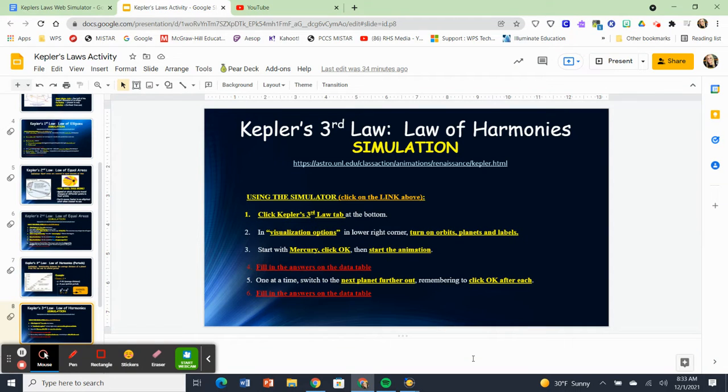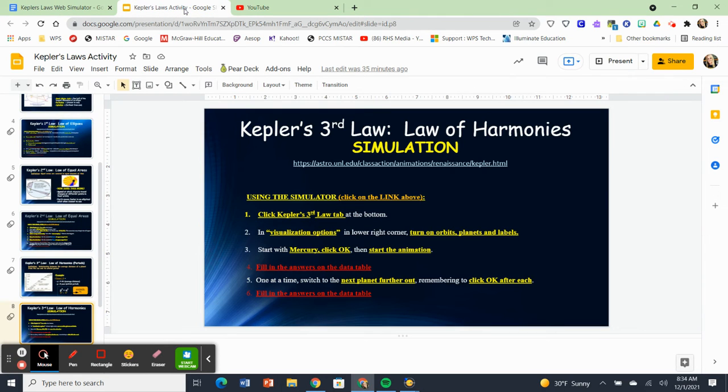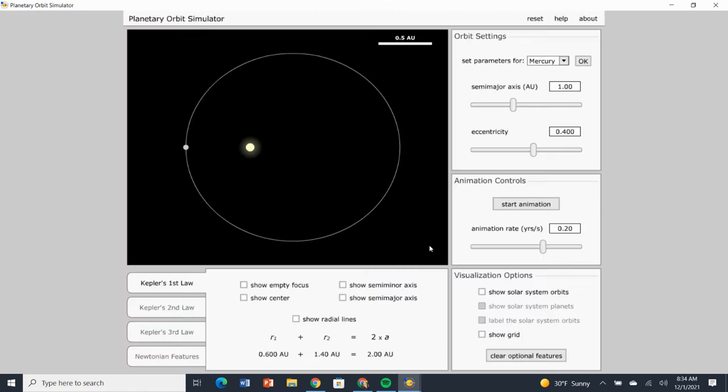Hi again. All right, now we have moved along to Kepler's third law, or the law of harmonies. In this particular activity, we're going to be using the simulator again. On your lab, we are going to be completing number 15 with this one. So we're going to go back to the simulator and make that full screen, and here we go.